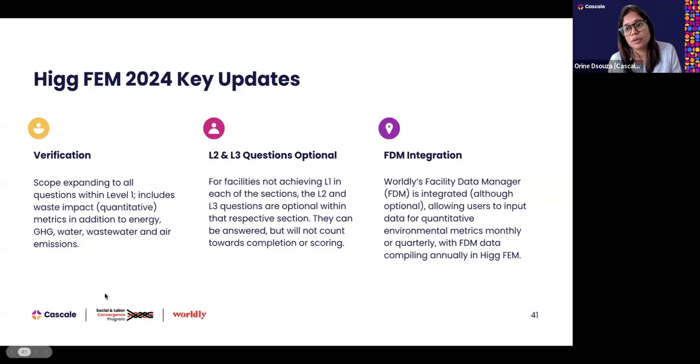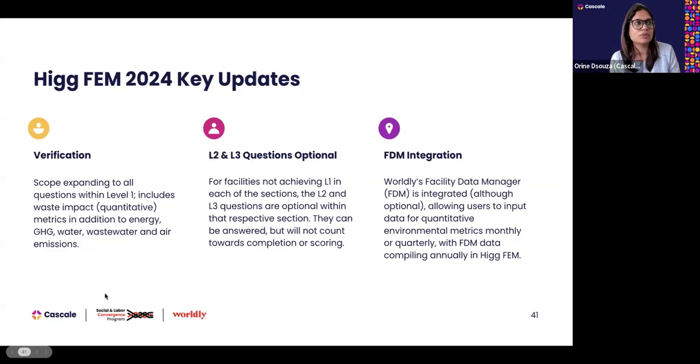In the FEM 2023 cadence, we had only a few questions in level 1 being verified, a few set of questions. Whereas when it comes to the FEM 2024 cadence, all the level 1 questions would be verified. This will help as a positive step towards complete verification of FEM 4.0, because it was launched this year. So that is something which is coming for the FEM 2024 cadence.